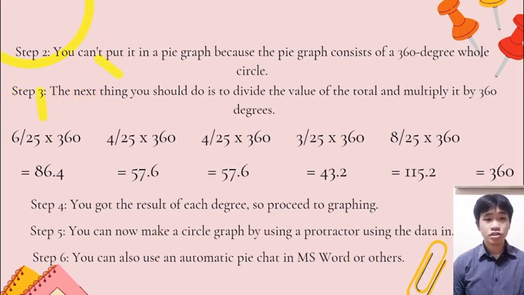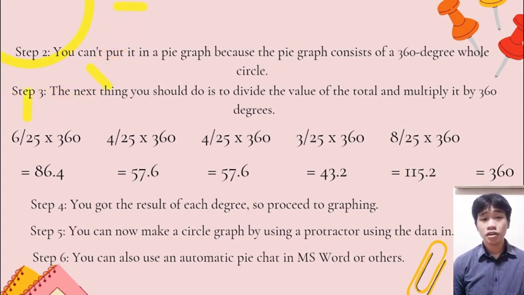So to get the degrees, we simply divide the values by the total and multiply it by 360. You can also use the decimal of the percentage in our values and multiply it by 360. So for baseball, 6 divided by 25 multiplied by 360, we get 86.4 degrees. And for football, 4 divided by 25 multiplied by 360, we get 57.6 degrees.